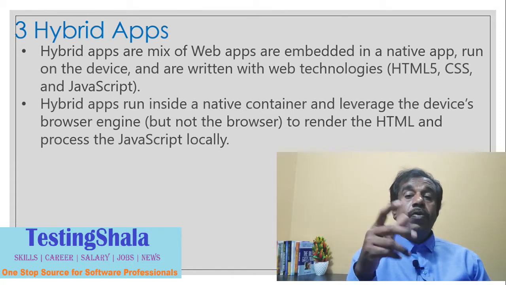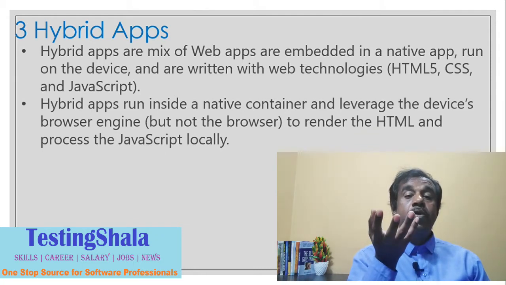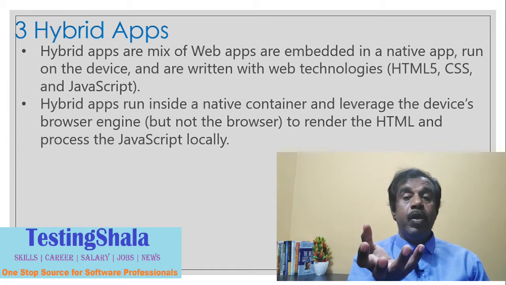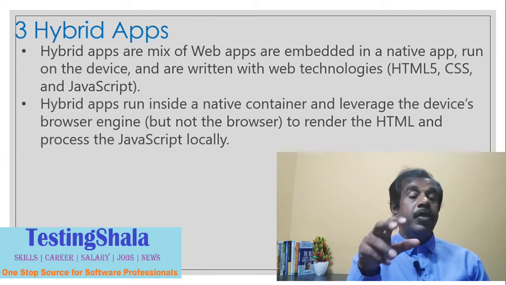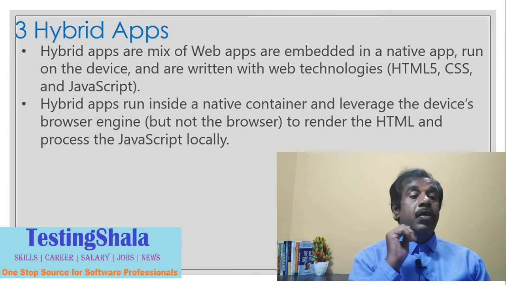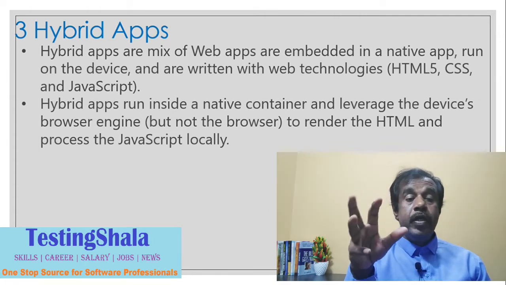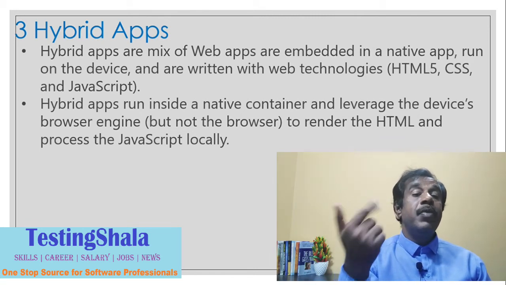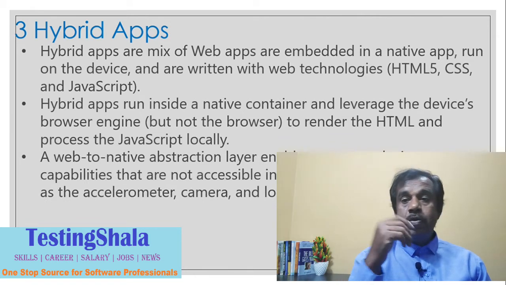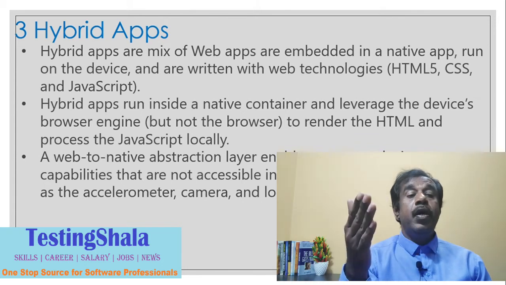Hybrid apps run on the native container, as we discussed earlier, because they make use of the core programming languages. Using those core programming languages, we can access the device features or device components, everything using native apps. In a similar way, you can do a lot of things as a browser engine by using HTML5 technology and JavaScript locally. So because of this, hybrid apps provide a web to native abstraction layer.